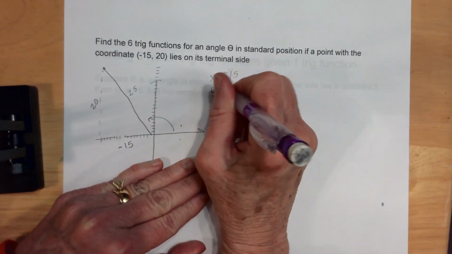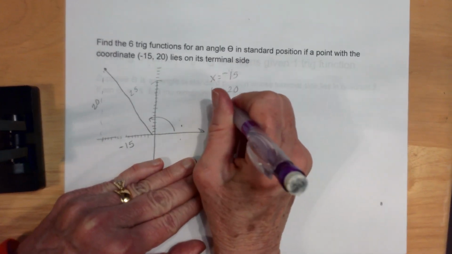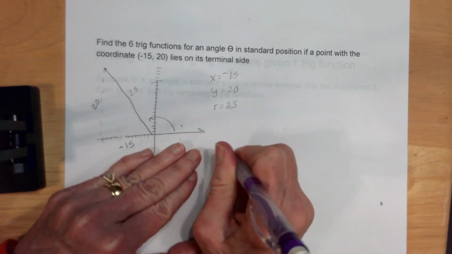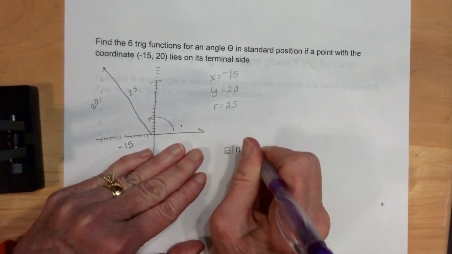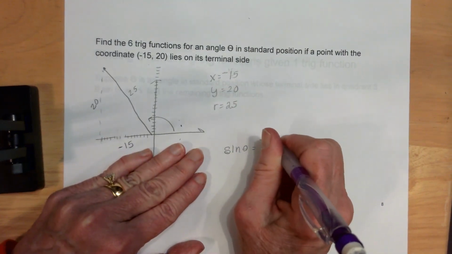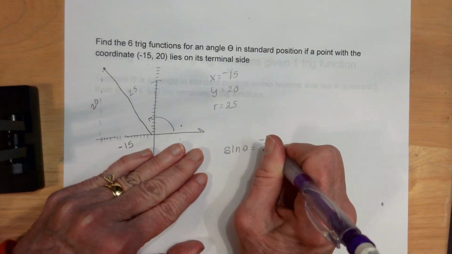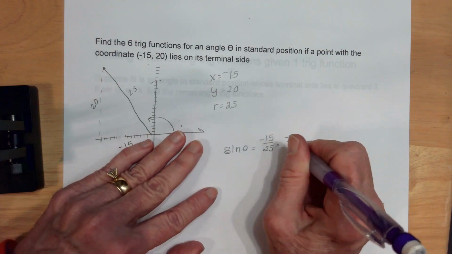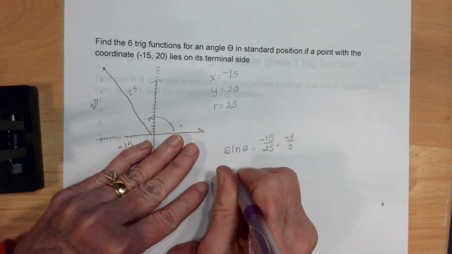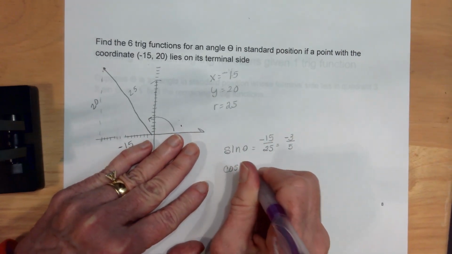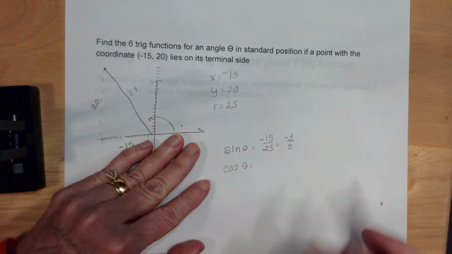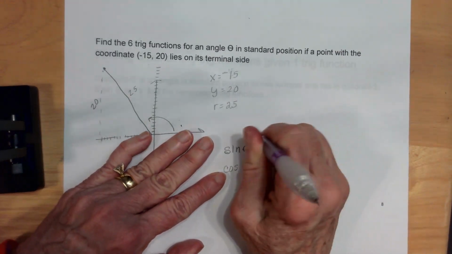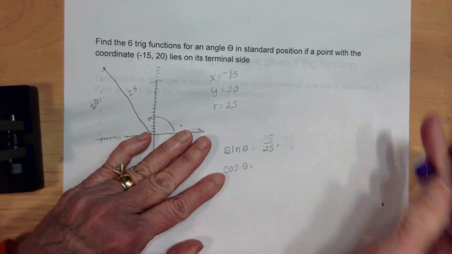Y equals 20. R equals 25. So the sine of theta is negative 15 over 25, which I would have to reduce to negative 3 over 5. The cosine of theta, oh wait, I did that backwards. It should have been 20 over 25. Sorry about that.